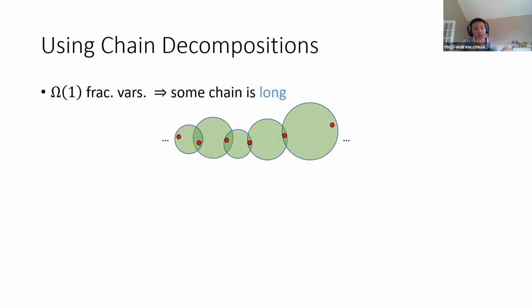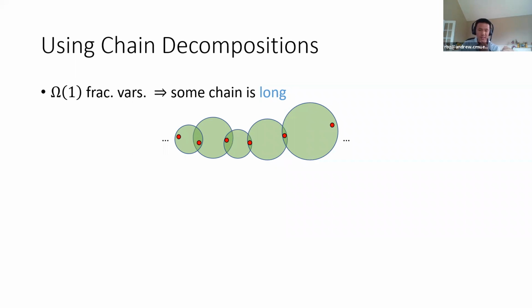Now let's see how we're going to use our chain decompositions to further modify the tight constraints. So what's our setting here? We're in the setting where we have omega-1 fractional variables. We have a lot of fractional variables. And we have a chain decomposition. So recall in a chain decomposition, there's a constant number of chains. So in particular, some chain must be long in our chain decomposition. In particular, you can imagine this chain just extends further outwards.